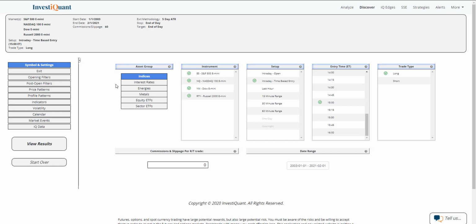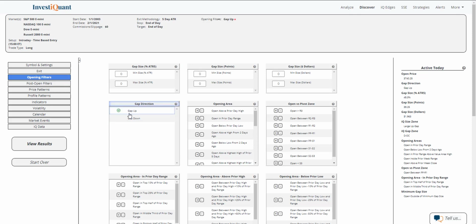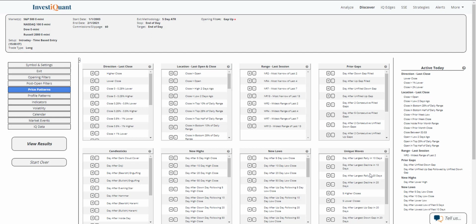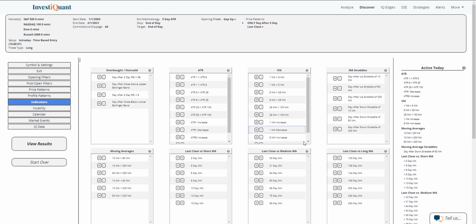Eastern Time. So to set up the pattern that we looked at this morning, we were looking at gapping up following a 5-day low close. I'm going to go in the price pattern section. I'm going to grab this day after 5-day low close from the active today section. And then I'm also going to add that we are above a 200-day simple moving average. That is found in the indicator section. So I'm putting this above a 200-day simple moving average.